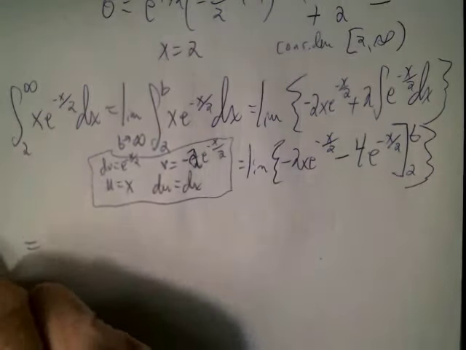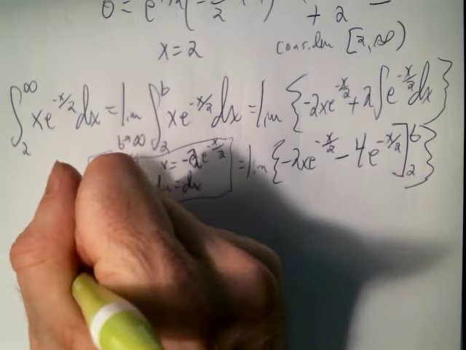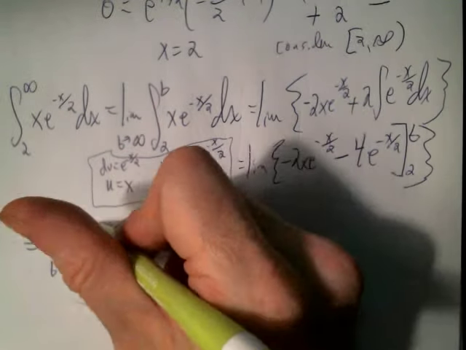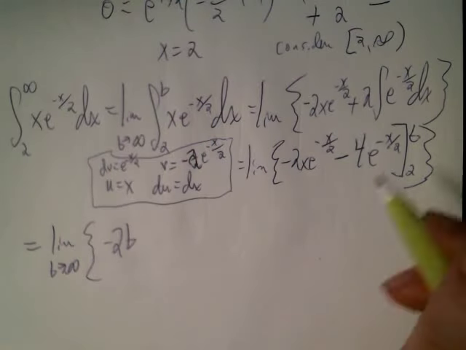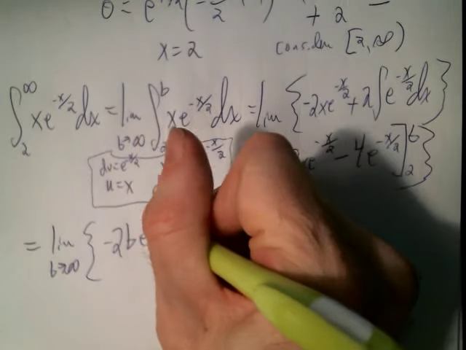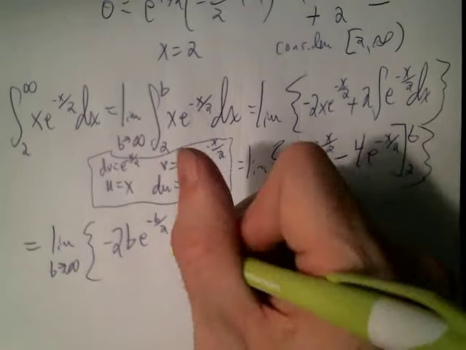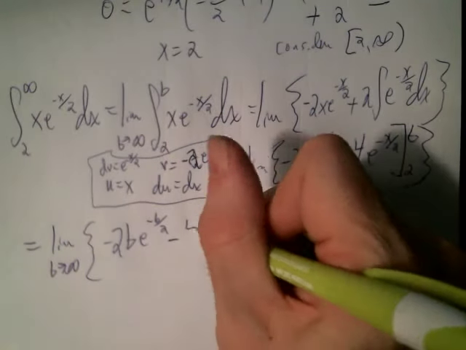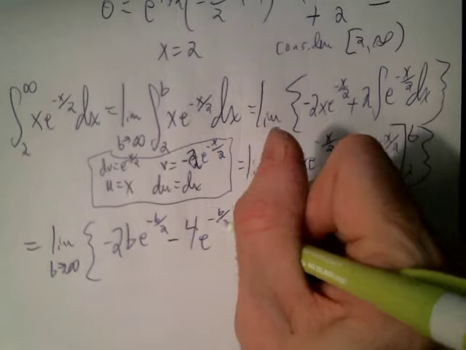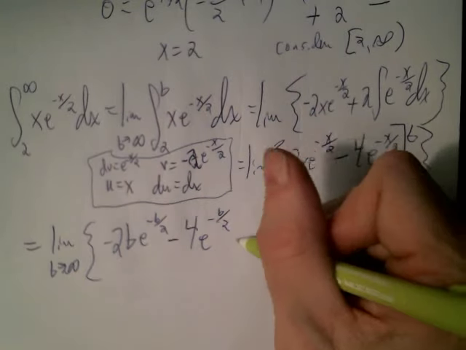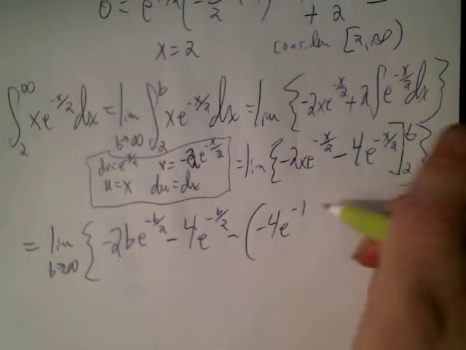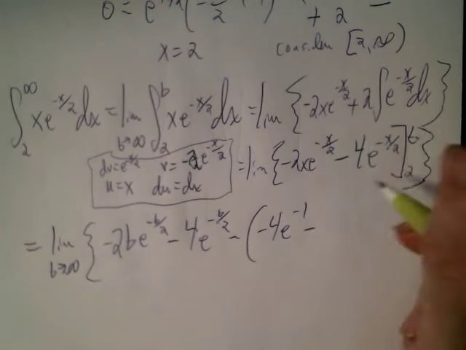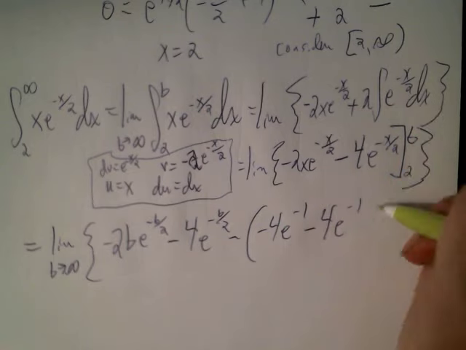So you get the limit as b goes to infinity of negative 2b e to the negative b over 2 minus 4e to the negative b over 2 minus negative 2 times negative 4e to the negative 1 minus 4e to the negative 1 again.